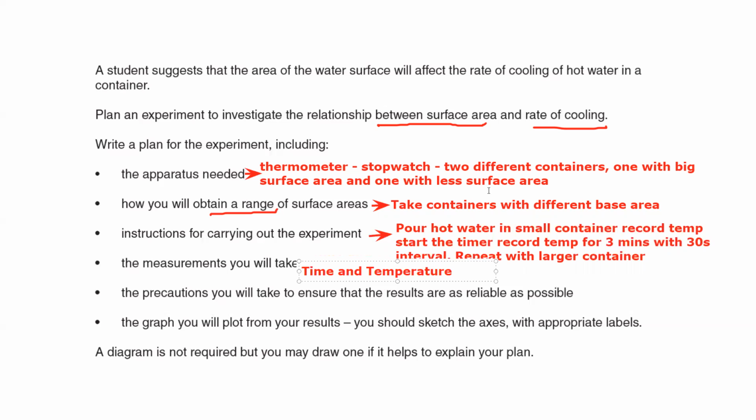Repeat the experiment is a very good term, which we always use. Like repeat the experiment for a small container 2 times or 3 times, then repeat with a large container. The precaution you will take to ensure that the results are reliable. What precaution should we take? Whenever you're using a thermometer, you should look perpendicular, to avoid parallax error.